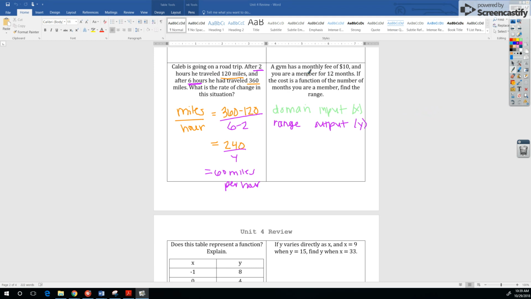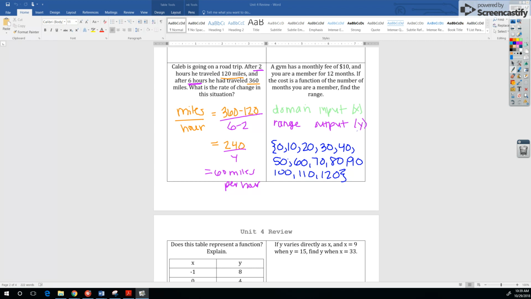So as the months go on, you have to pay. So if you are a member for 12 months, that means you've paid $10 12 times. So when you started, you didn't pay anything. Then you paid $10. Then you paid $20. Then you paid $30. Then you paid $40. All the way up to 12 months. And those are your ranges, your output.